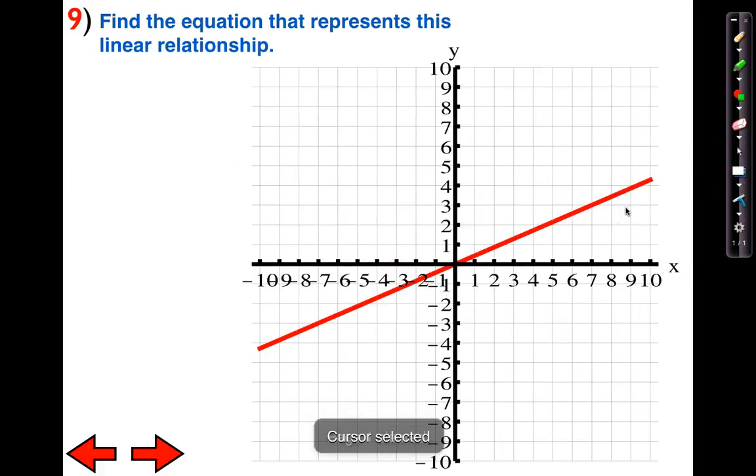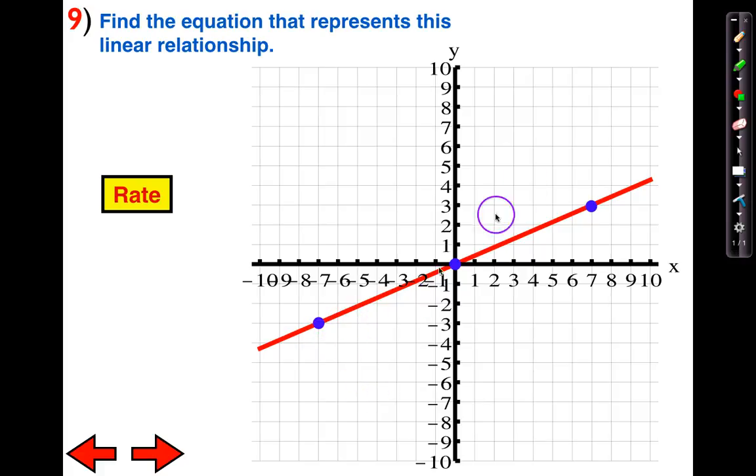Okay, so now go ahead and pause the video for number 9 and try this one on your own and see how you do. Okay, so now we're back. Hopefully the first thing that you did was find those nice ordered pairs, and then you looked for a rate.